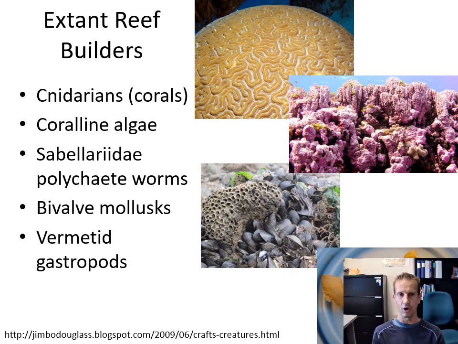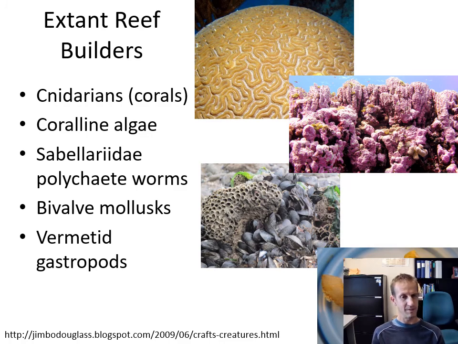Some types of worms of the family Sabellariidae, a type of polychaete worm, make these tubes that are sort of calcified incrustations of sand and mucus, and those together can create a rocky biogenic structure that we would call a reef. Bivalve mollusks like clams, mussels, and oysters, in large accumulations, their fused shells form reefs.